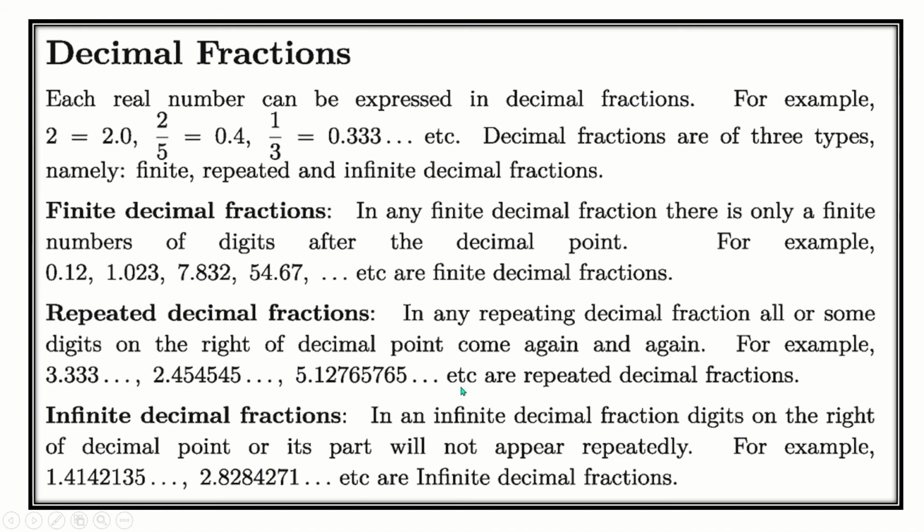These are repeated decimal fractions. And infinite decimal fraction means after the decimal point the number of digits will be infinite. Here after the decimal point the digits 4 1 4 2 1 3 5, dot dot means here more digits are present. Here also more digits are present, those are infinite decimal fractions. Clear everyone? Okay.